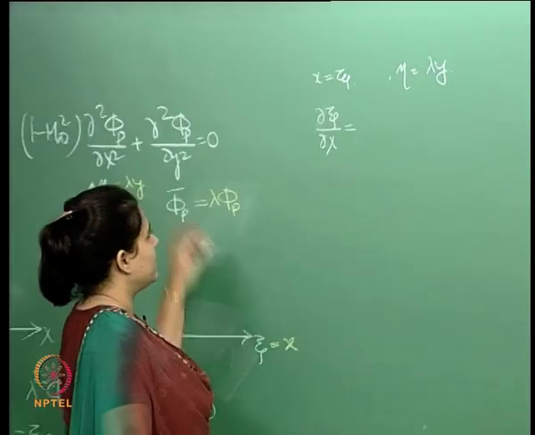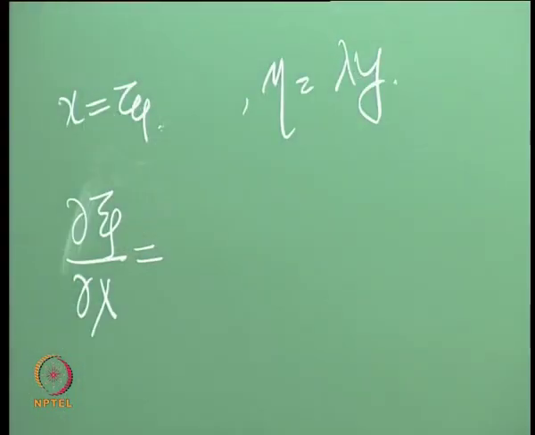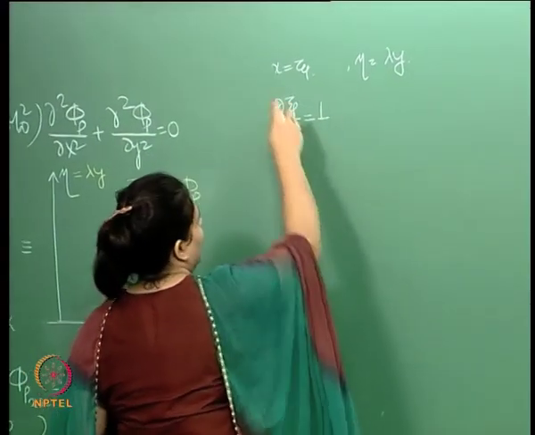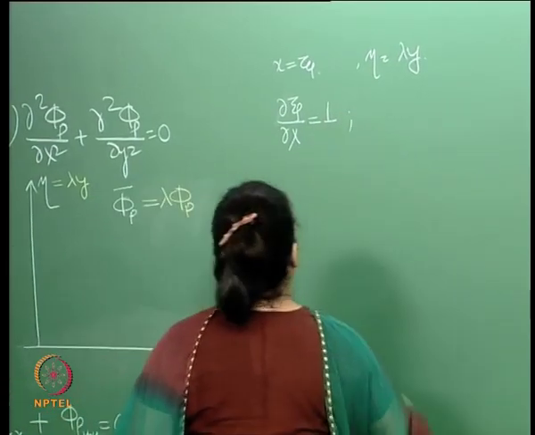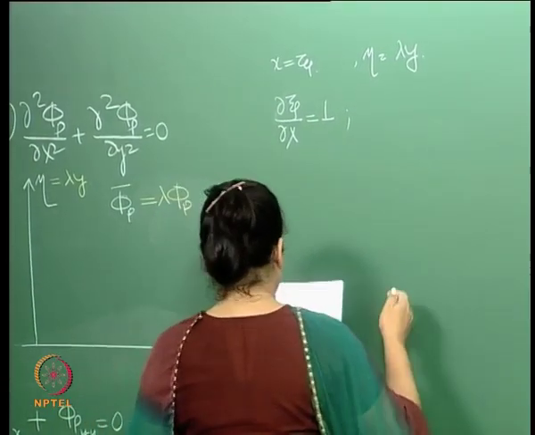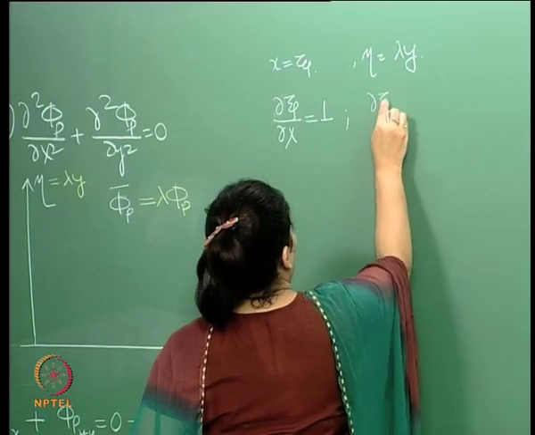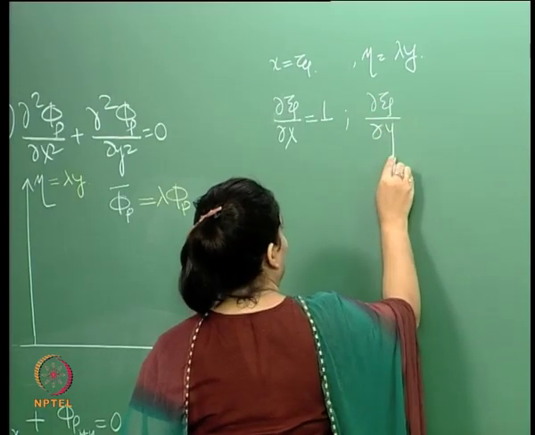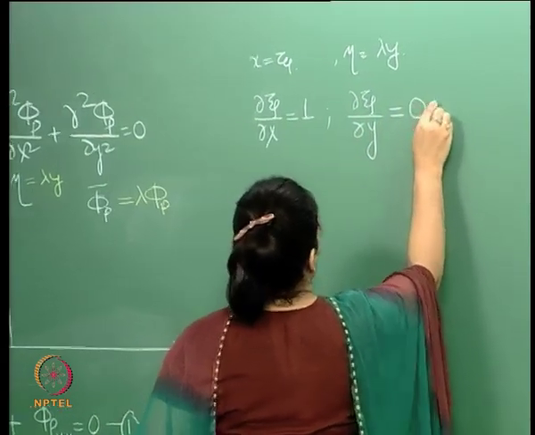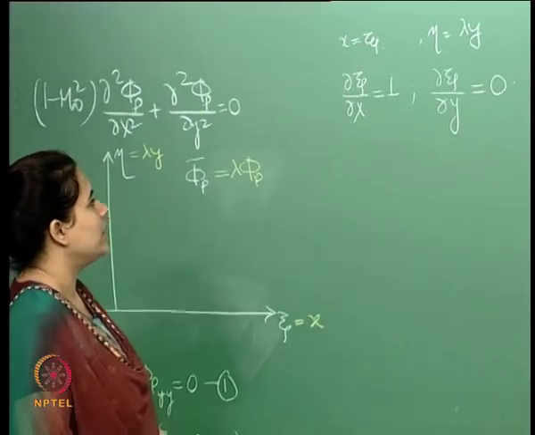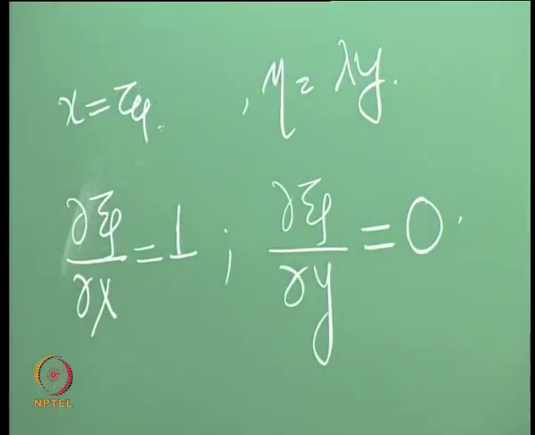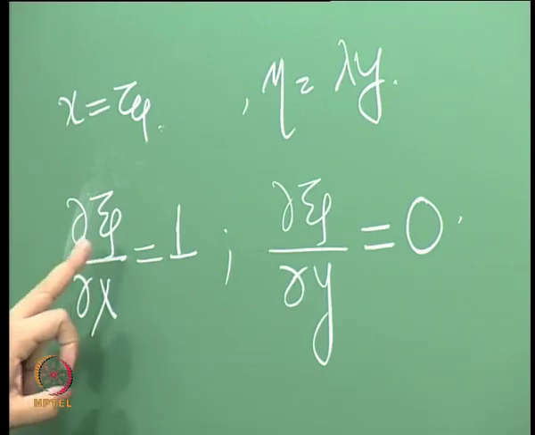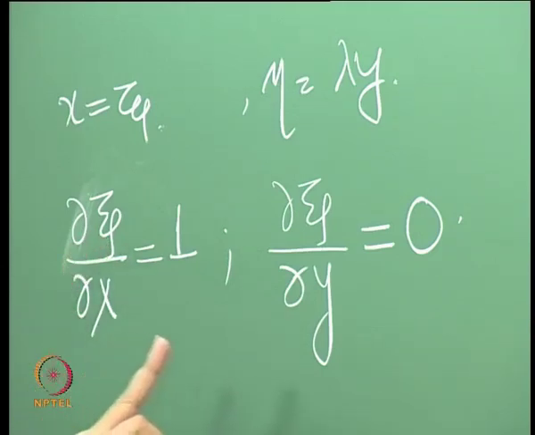what is this? Del zeta del x is 1, right. If you look at this, if you do the math from here, then del zeta del y is of course 0. So, what I note here is the relationship, or change of zeta, if I change x or y.